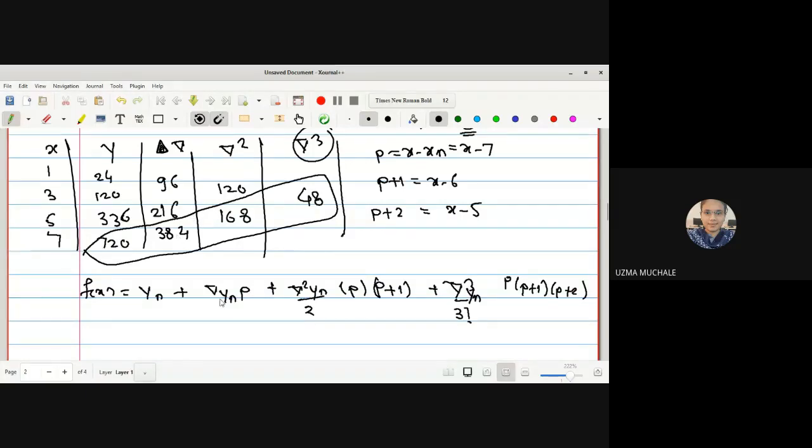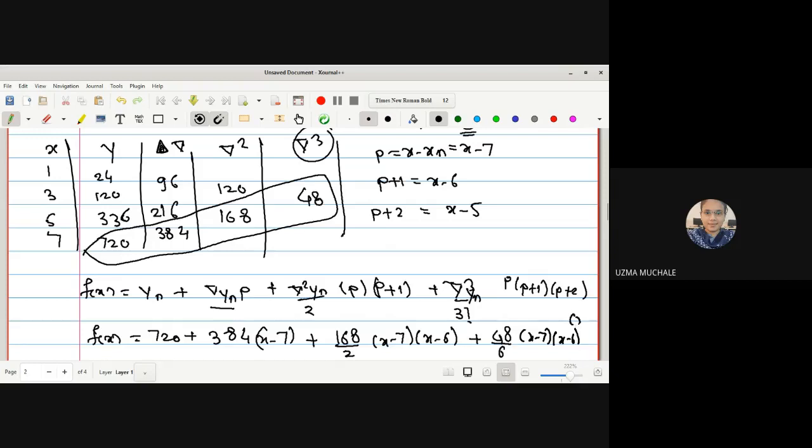This is del yn, which is 384. Del square yn is 168, del cube yn is 48. Let us write down all those values. Yn is 720 plus del yn 384 into x minus 7, plus del square yn 168 divided by 2 into x minus 7 into x minus 6, plus del cube yn 48 divided by 3 factorial, which is 6, into x minus 7, x minus 6 and x minus 5.